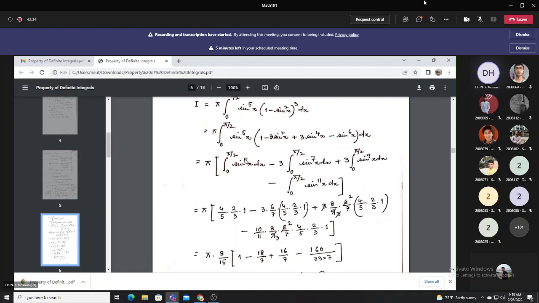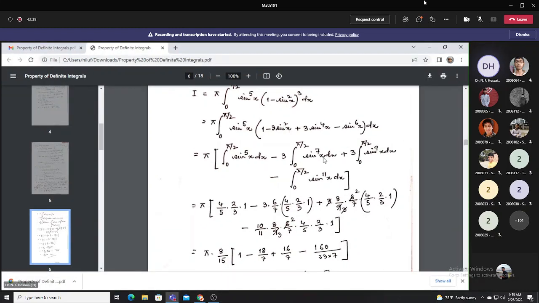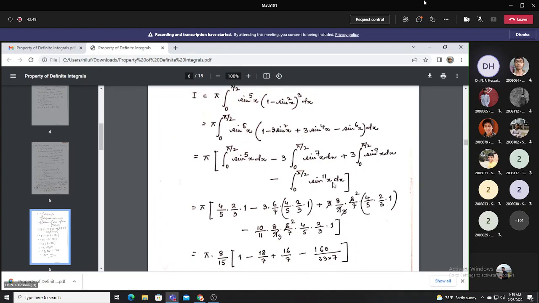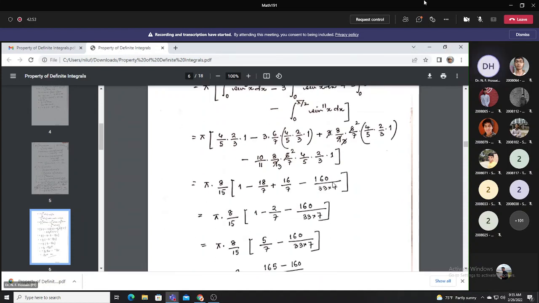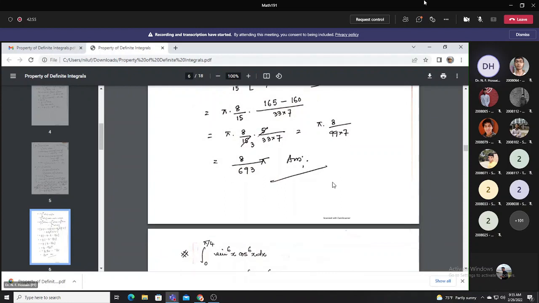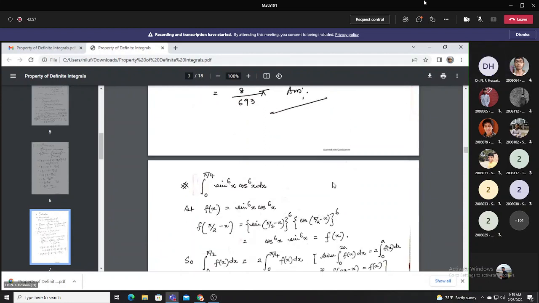The first one sine to the power 5x. The second one 3 into sine to the power 7x. The third one 3 into sine to the power 9x. And the fourth one sine to the power 11x. And then for all of these integrals, you can use Wallis formula. You have to do the algebra, and finally, this is your result.